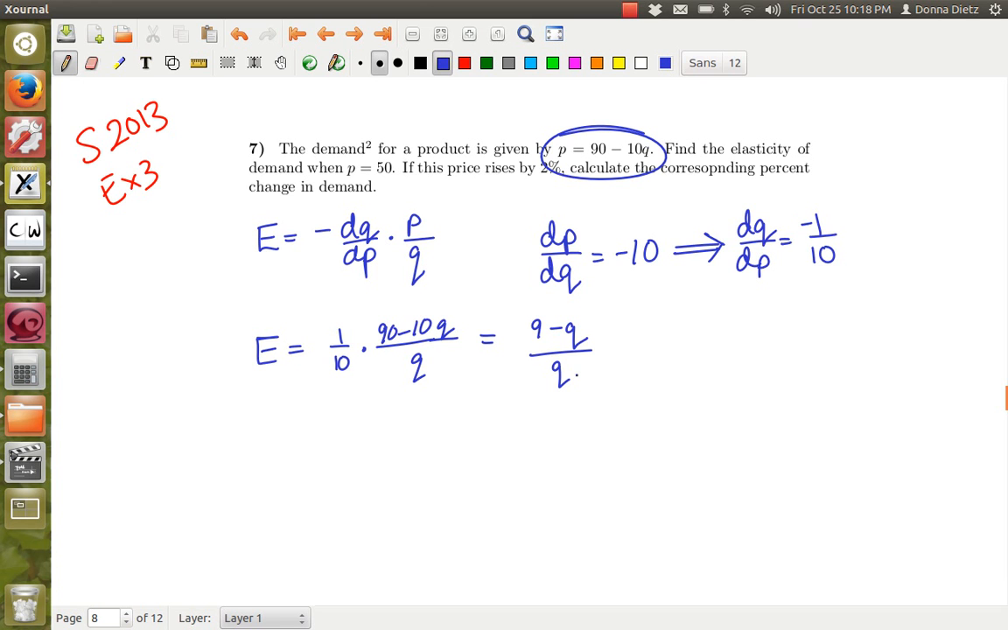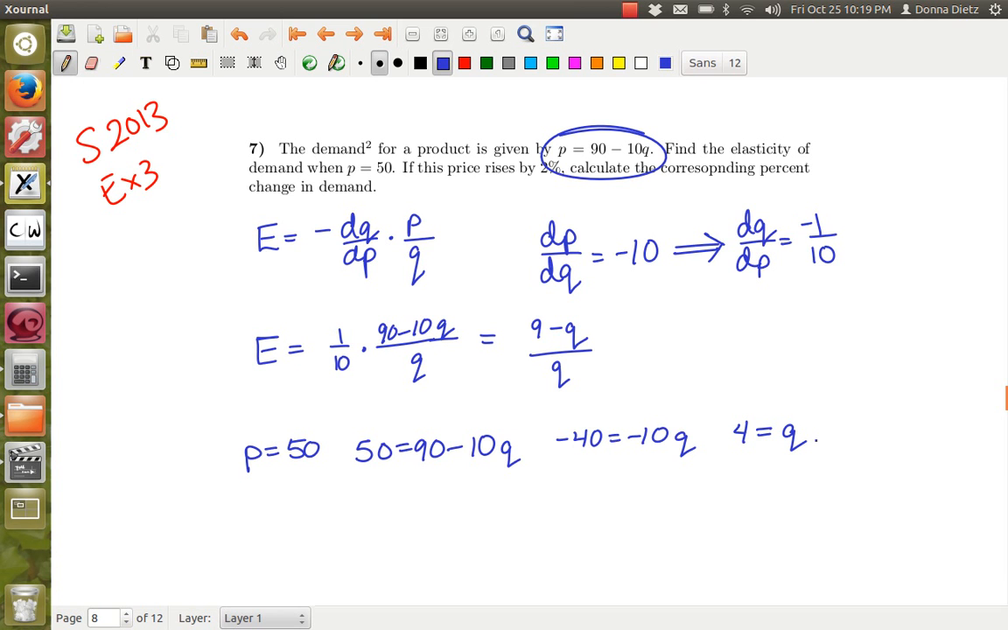Then it says find the elasticity of demand when P is equal to 50. So P is equal to 50, but the formula is in terms of Q. So what is Q? Well, we're paying the price for not having done this the standard way. 90 minus 10Q equals 50. So what does Q have to be? That means negative 40 equals negative 10Q, so 4 equals Q.